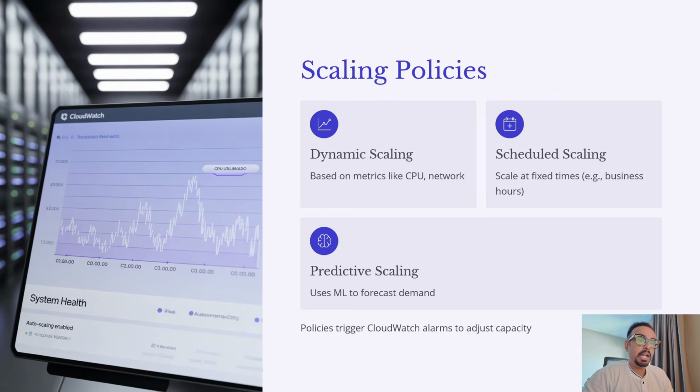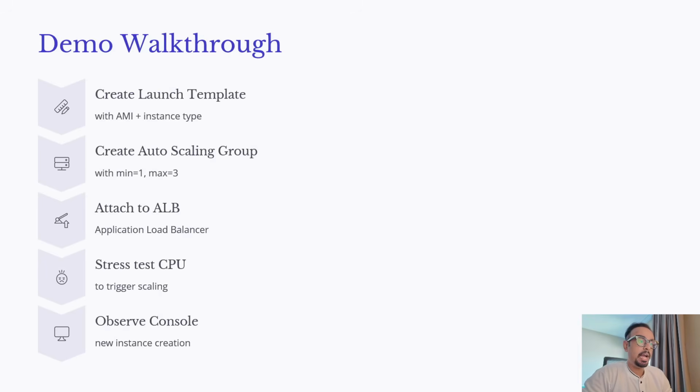All these policies are tied to CloudWatch alarms, which monitor the metrics and trigger scaling actions when the thresholds are reached. So whether it is real-time, time-based or predictive, auto scaling makes sure your application always has the right resources at the right time.